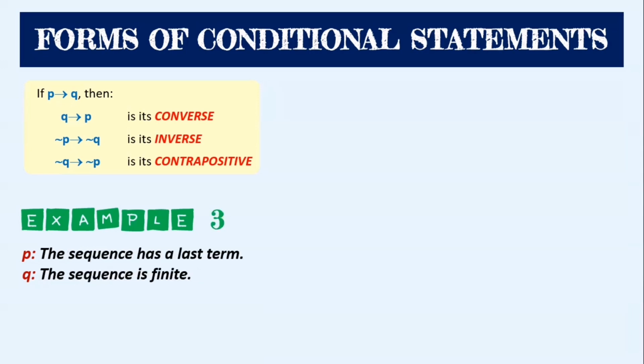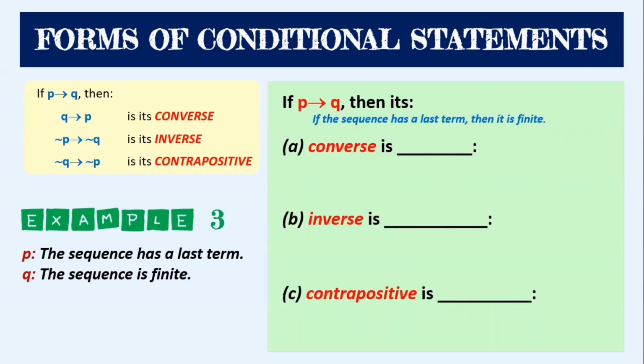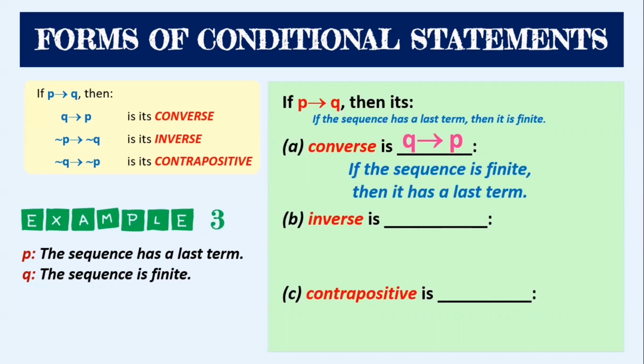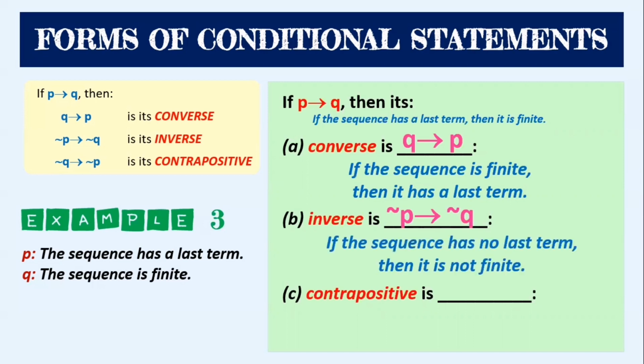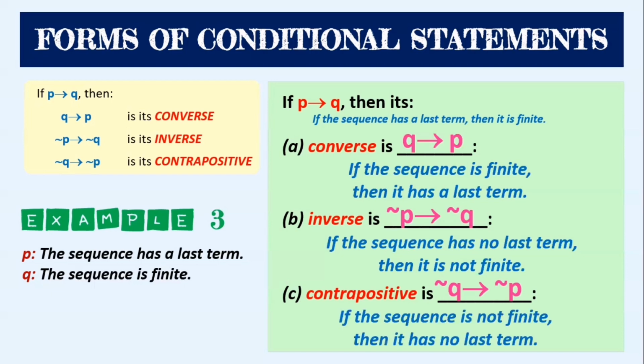Okay, next example, the sequence has a last term, the sequence is finite. So get natin yung conditional statement, we have the sequence has a last term, then it is finite. Okay, so for us to get the converse, okay, q then p. If the sequence is finite, then it has a last term. For the inverse, not p, then not q. If the sequence has no last term, then it is not finite. And for the contrapositive, this is the negation of the converse. If not q, then not p. So we have, if the sequence is not finite, then it has no last term.